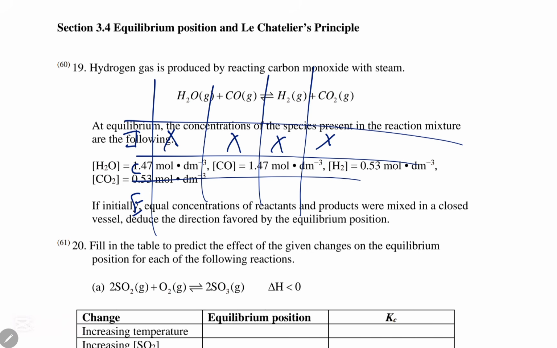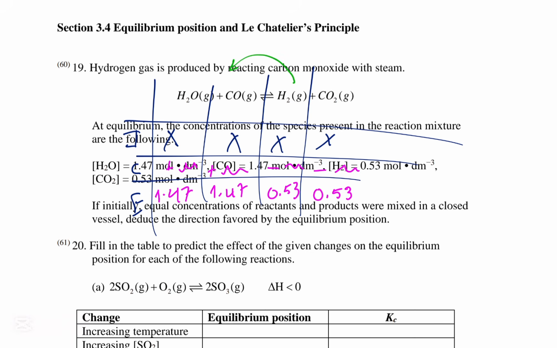Then something happened. I ended up with 0.53, 0.53, 1.47, and 1.47 as well. So logically speaking, that means I lost an amount here and here, but I gained an amount here and here, right? So in which direction did it travel? If my reactant's concentration increased, that means it traveled backwards. So the equilibrium position favors the backward reaction.